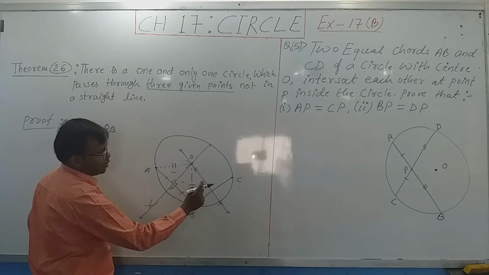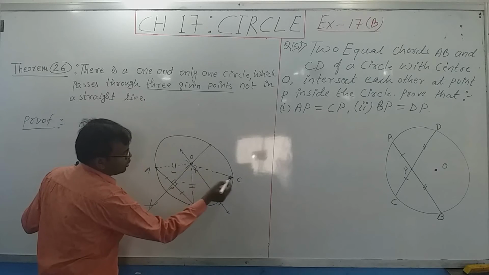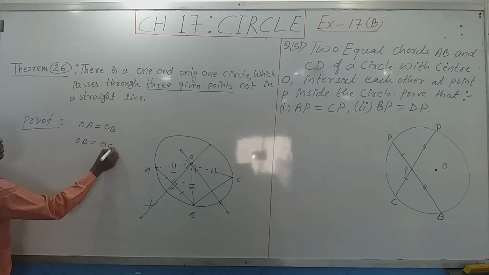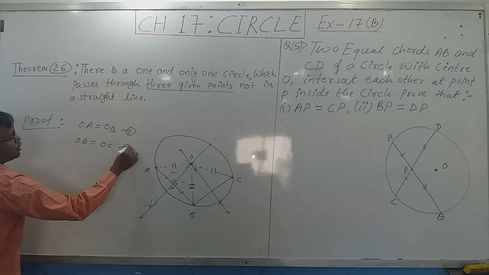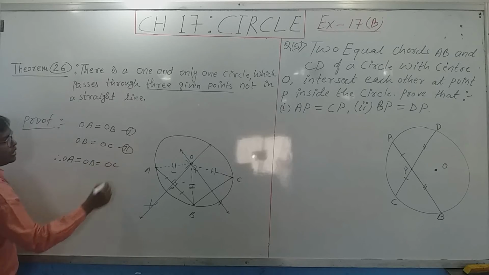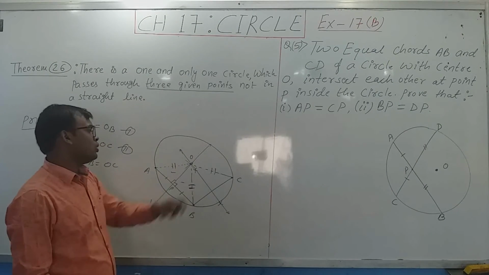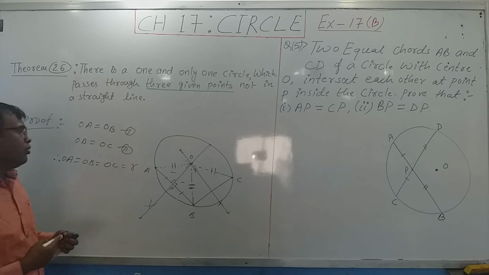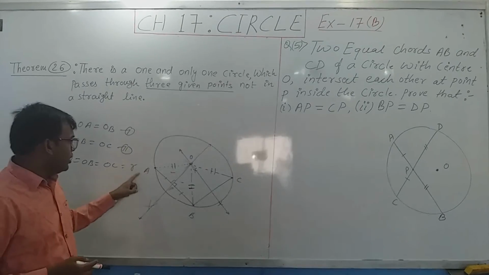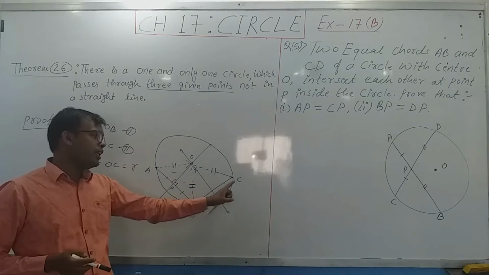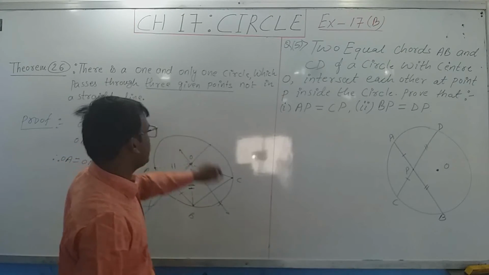Then after joining OC, you can say that this and this will be equal: OB equals OC. So suppose this is equation 1 and this is equation 2. From equations 1 and 2, you can say that OA equals OB equals OC, since OA, OB and OC are the radii of the circle. Is it clear? Therefore, we can say that there is exactly one circle which passes through the points A, B and C. This is theorem number 26.